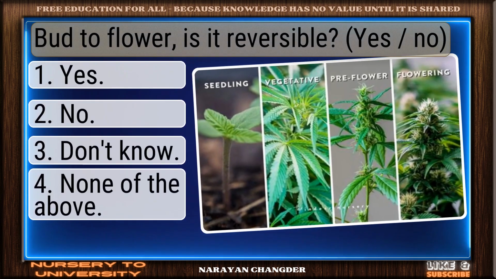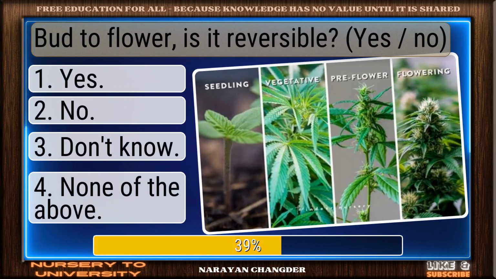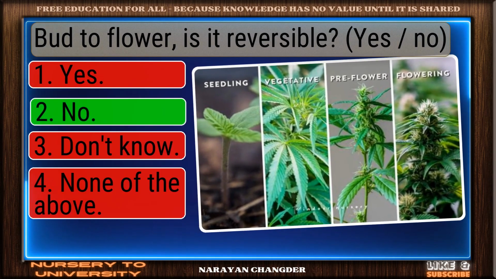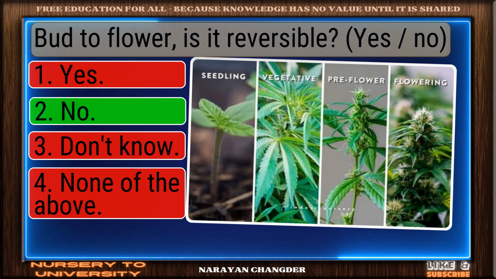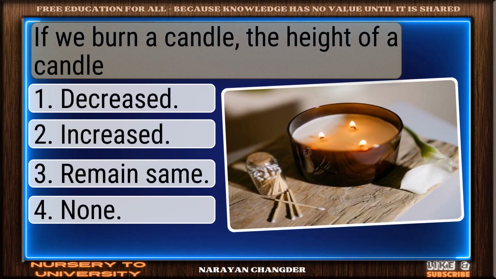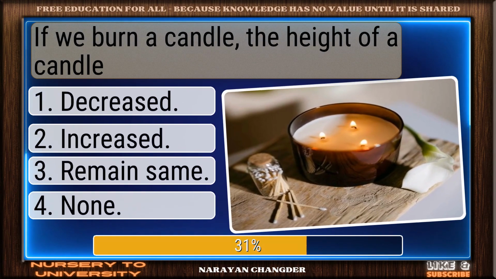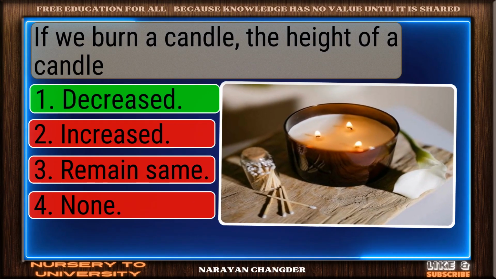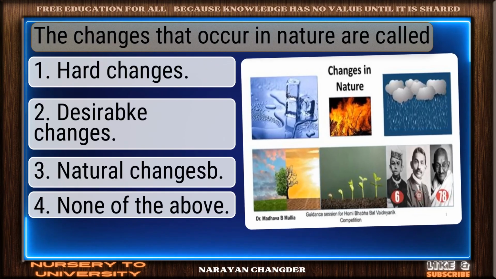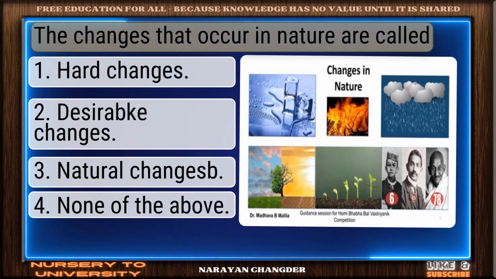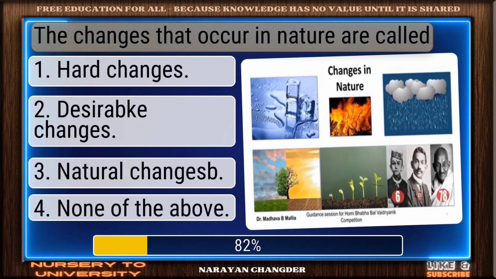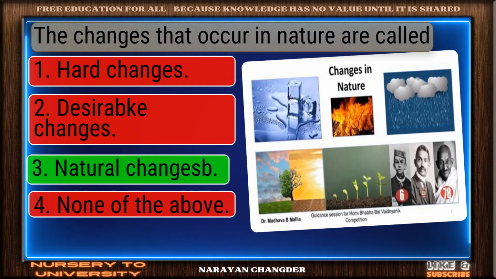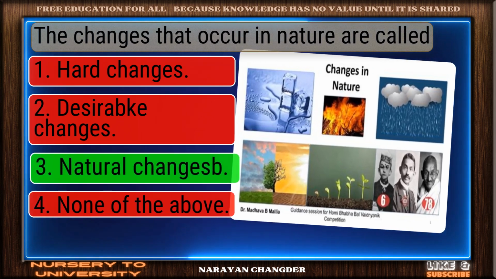Bud to flower. Is it reversible? Valid point. No is true. If we burn a candle, the height of a candle. You're right. Decreased is the correct answer. The changes that occur in nature are called. You chose natural changes, and it is correct.